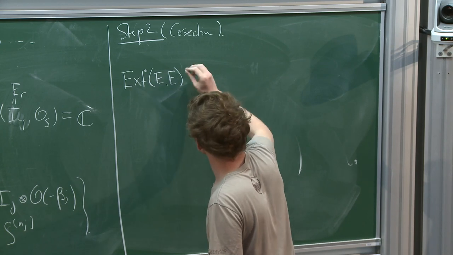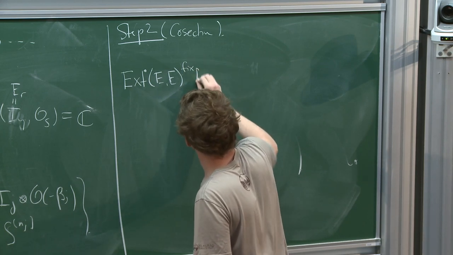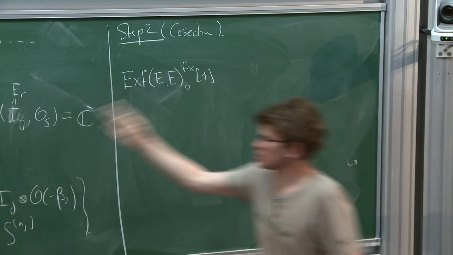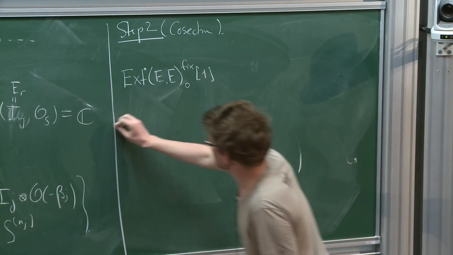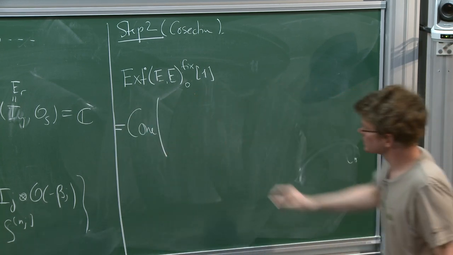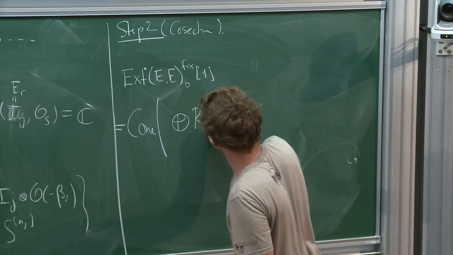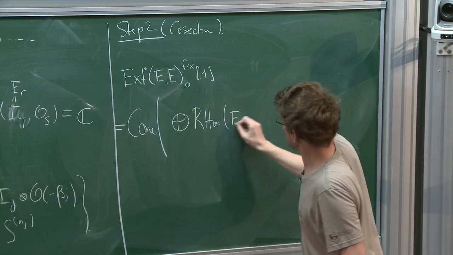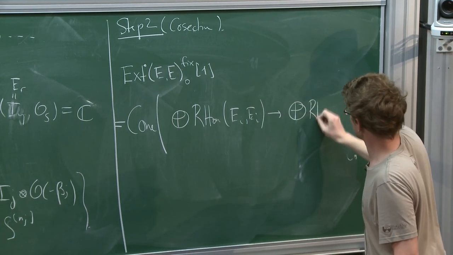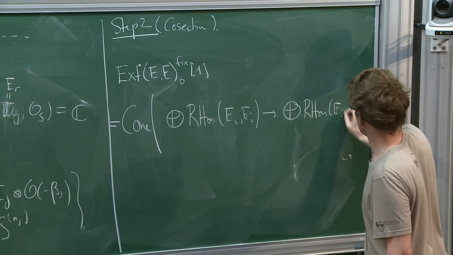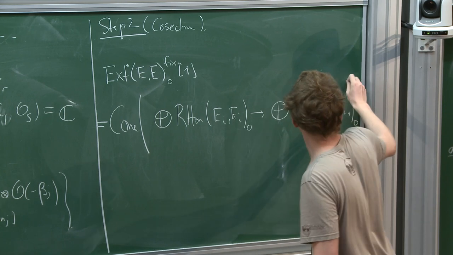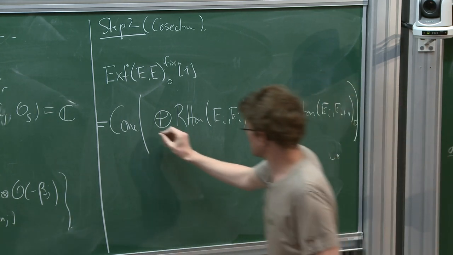So this is our fixed part of our obstruction theory, restricted to this locus. Now what you can prove is the following. This is just a cone of the following: a direct sum over R Hom of E_i, E_i mapping to the direct sum over R Hom of E_i, E_{i+1}. And then you put a trace-free part here. And then you have to get the summand right.